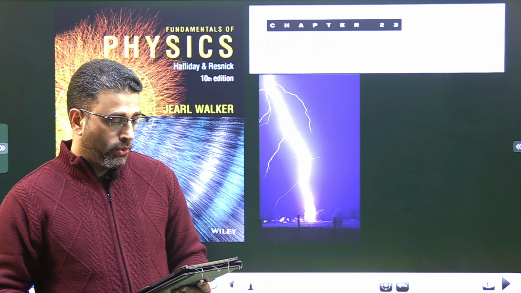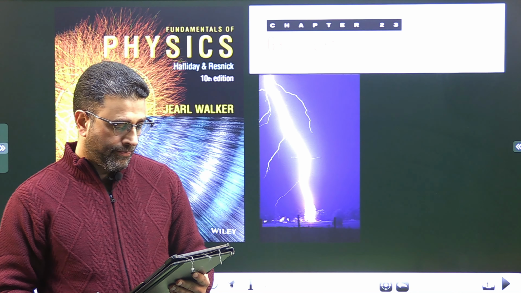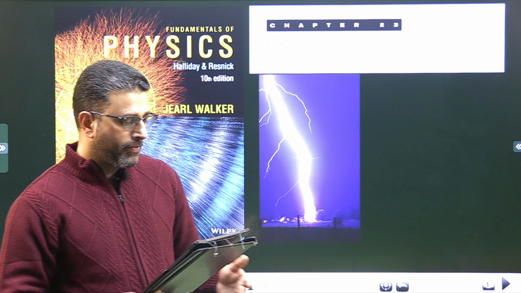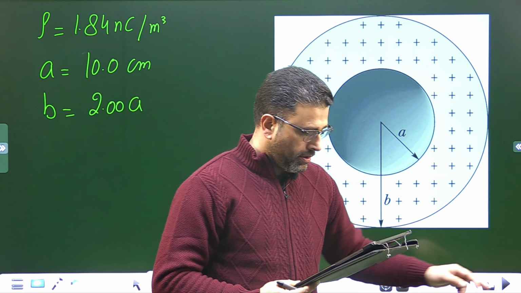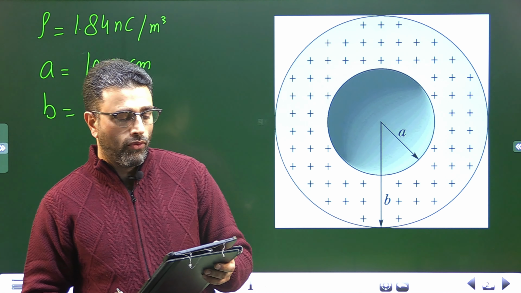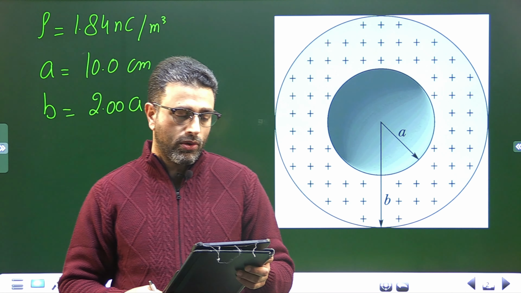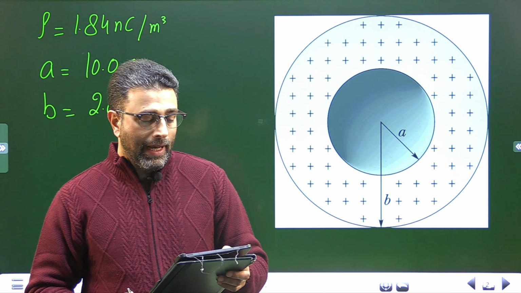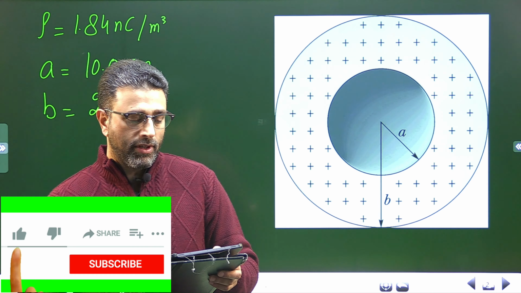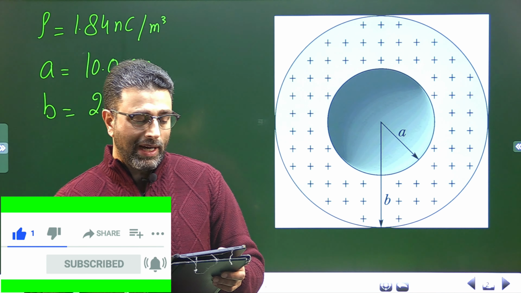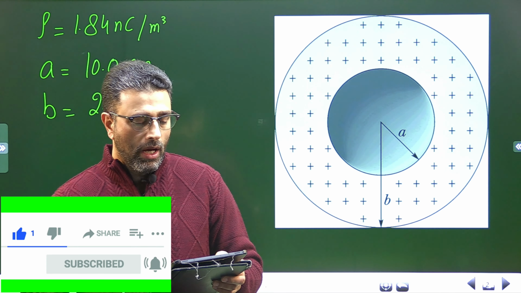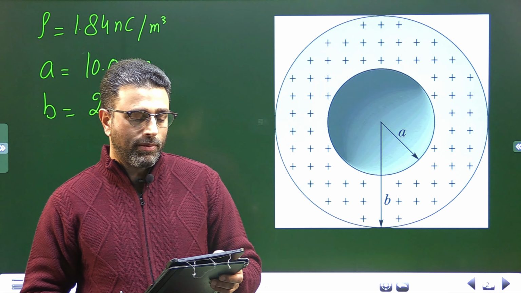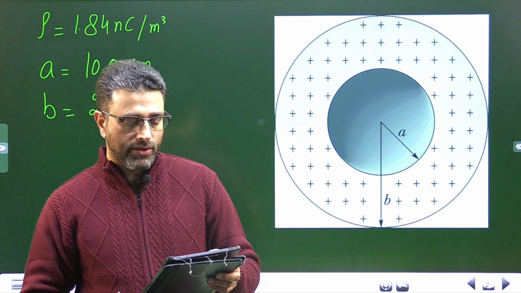Problem number 52, chapter 23, Gauss law. Let me read out the problem. Figure shows a spherical shell with uniform volume charge density rho equal to 1.84 nanocoulomb per meter cube. Inner radius A is equal to 10 centimeter and outer radius B is equal to twice A, that is 20 centimeter. What is the magnitude of the electric field at radial distances?